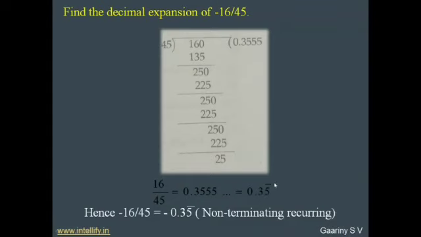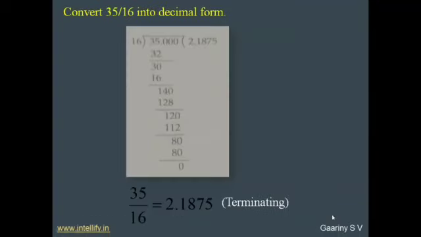Here you can see the number is not terminating and it repeats itself. So you can say it is a non-terminating and recurring decimal. Till now, we saw two examples for non-terminating recurring. Next, you are going to look at an example for a terminating decimal form.